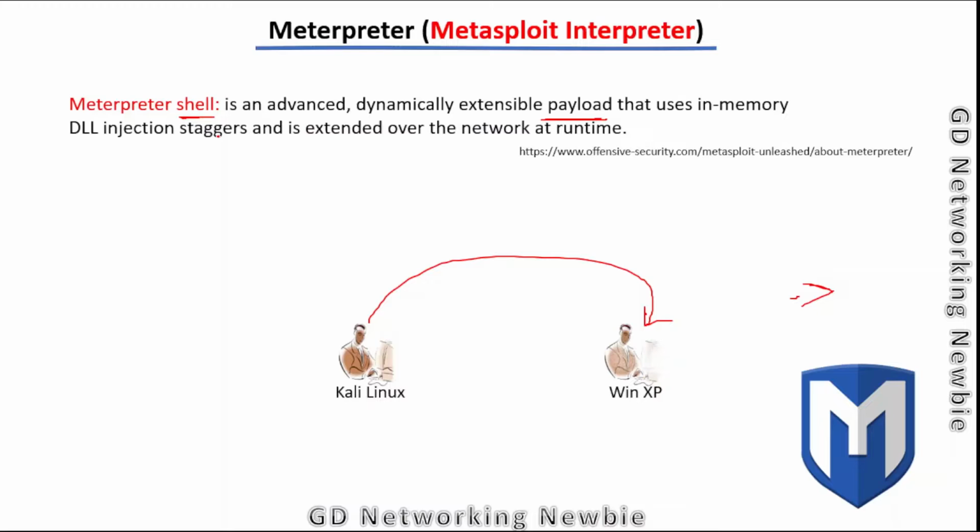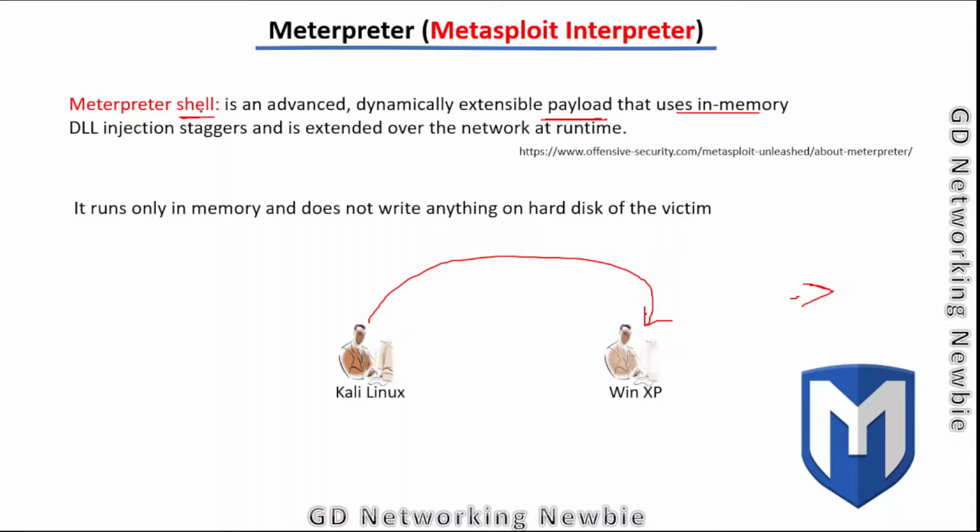So this is a payload which can extend the functionality of Metasploit. The important thing is that nothing is written on the hard disk of the target system, and it loads everything in memory. This is the reason it is written that it uses in-memory DLL injection stagers, and it only runs in memory and does not save anything on the hard disk. The advantage of this is that it minimizes the footprint on the target system. Footprint means it minimizes the proof of our presence on this target system.